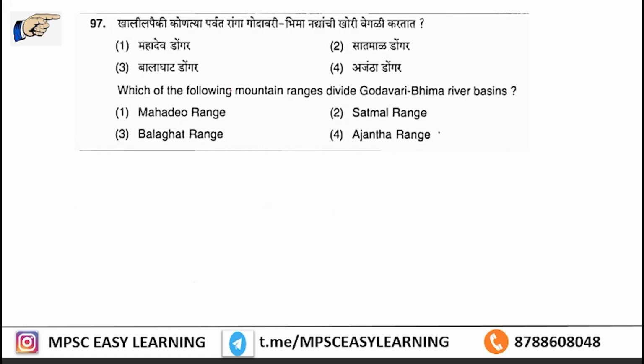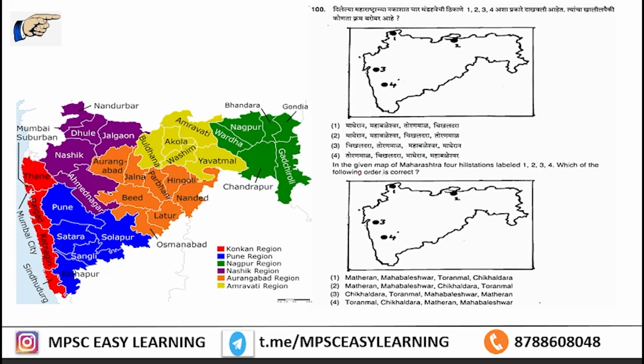Next one. Which of the following mountain ranges divide Godavari and Bhima river basin? Mahadev range, Satmala range, बालाघाट रेंज और अजंता रेंज. यहाँ आपका जवाब है बालाघाट. So Balaghat mountain range divides Godavari and Bhima river basin. Next one. In the given map of Maharashtra, 4 hill stations labeled 1, 2, 3, 4. Which of the following order is correct?